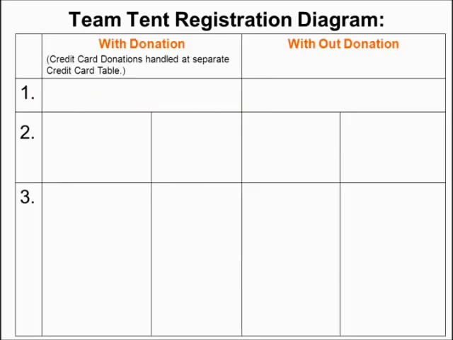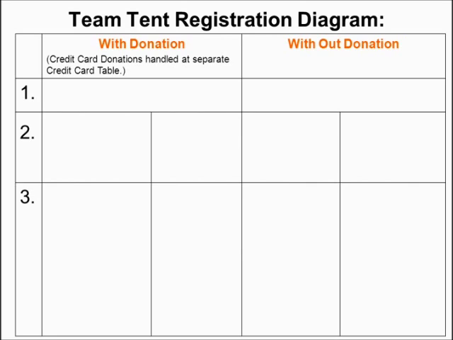This is a diagram of how your day will go in team tent registration. The exact same process as before. We're dealing with are people turning in money or not. Credit card donations are handled at a separate credit card table. The main difference is you're dealing only with a specific team, not with VIPs or the main public.